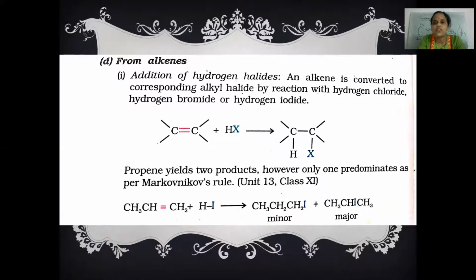But if it is a case of unsymmetrical alkene and you are treating it with hydrogen halide, the product depends upon, the major product is the one that follows Markovnikov's rule. Markovnikov's rule states that in case of unsymmetrical alkene, the negative part of the addendum goes to that carbon atom that has fewer hydrogen atoms. That is your major product that is formed. I am showing you here on the board.